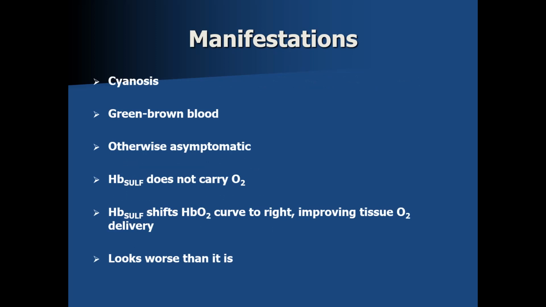As in methemoglobinemia, the primary feature of sulfhemoglobinemia is cyanosis. If you draw blood from a patient with sulfhemoglobinemia, it appears green or greenish-brown. Otherwise, the patient may be asymptomatic. Importantly, sulfhemoglobin does not carry oxygen, but since sulfhemoglobin shifts the HbO2 curve to the right, it may actually improve oxygen delivery to the tissue by increasing the release of oxygen to the tissue. The bottom line of sulfhemoglobinemia is that it usually looks much worse than it is.